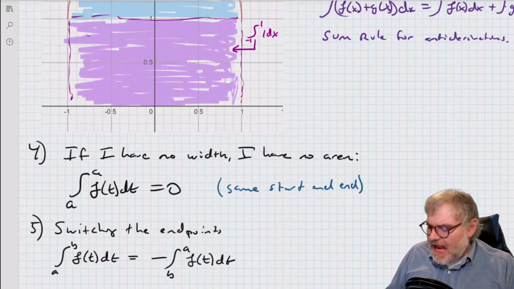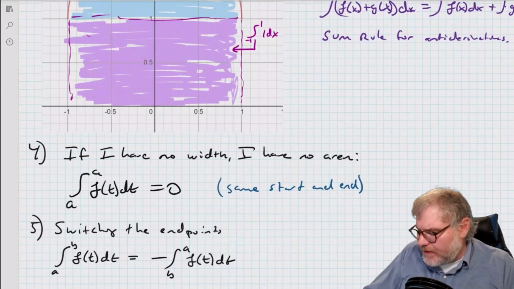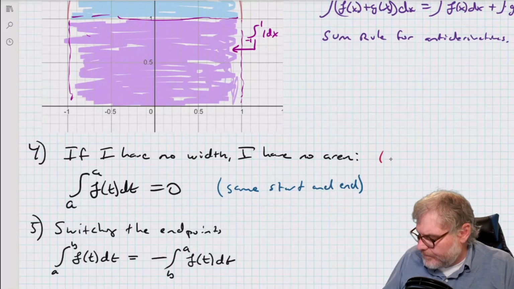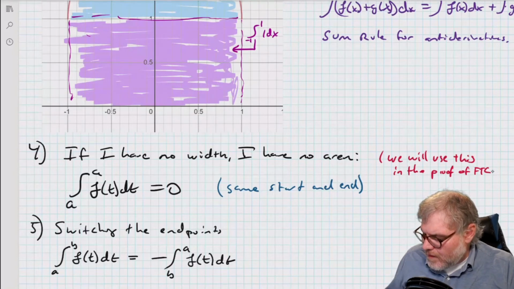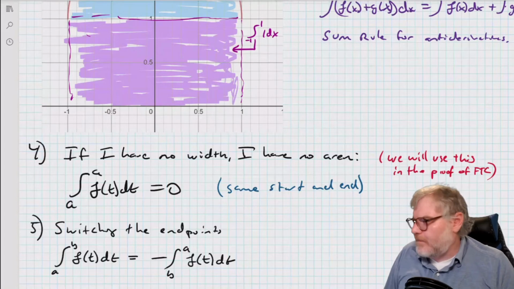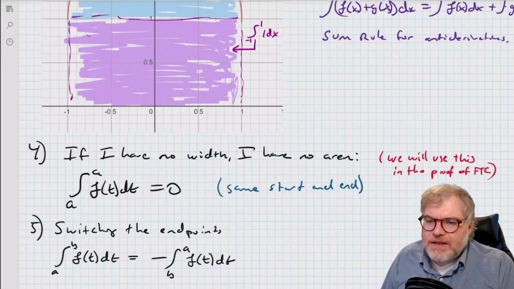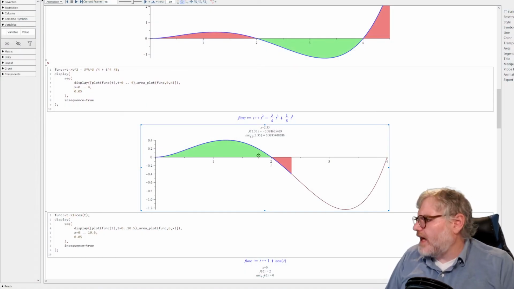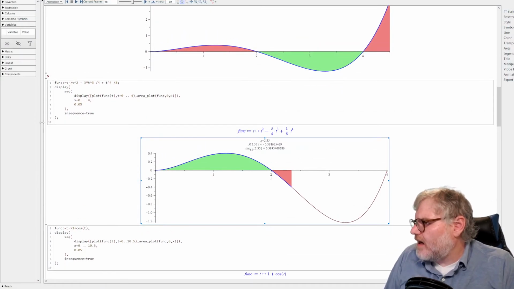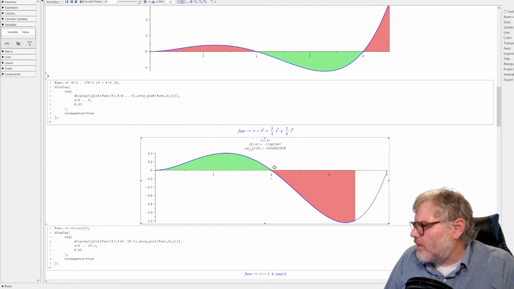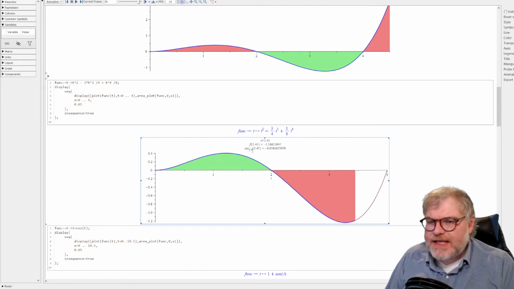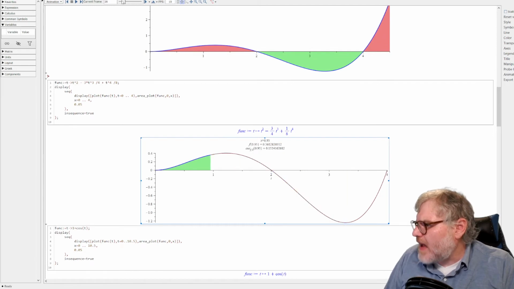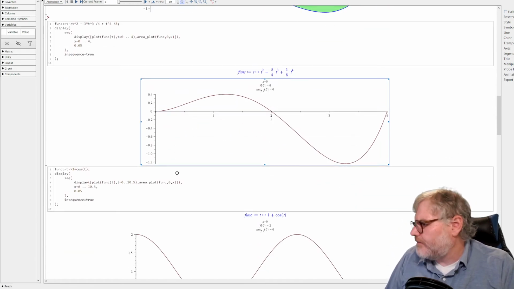The next thing: if I have no width, I have no area. Believe it or not, we're going to use this. That's actually an important bit for the proof of FTC. It's one of the little pieces. So if I go back here, we saw this before, my area under the curve. Here this base point is 0. If I run this back to 0, I have no width.